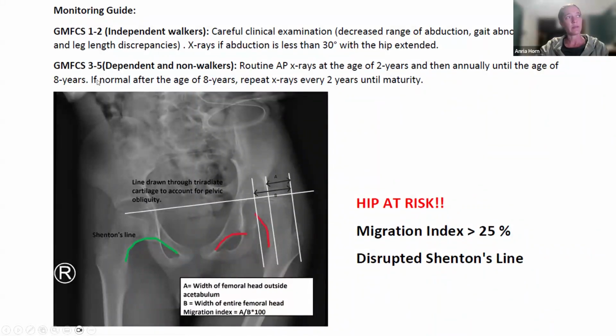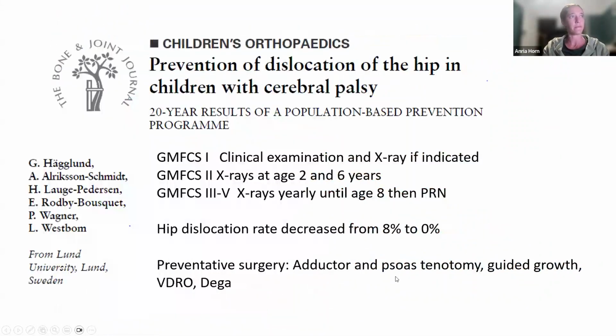With the GMFCS 3 to 5, they get one X-ray at the age of 2 and then annually until the age of 8. And if it's still normal, then biannually or PRN. But the key here is early identification. There's very few patients who will suddenly develop hip displacement late in life. It usually happens early on during the first decade of life. Late is very unusual. Okay, so those are your hips at risk: if the migration index is more than 25% and there's a disruption in Shenton's line, as we've said.